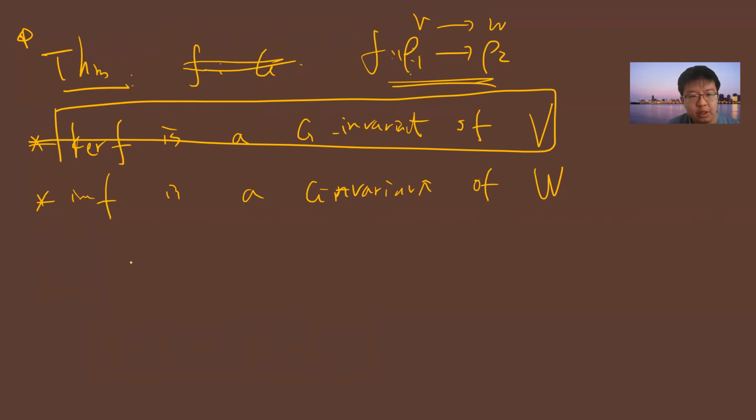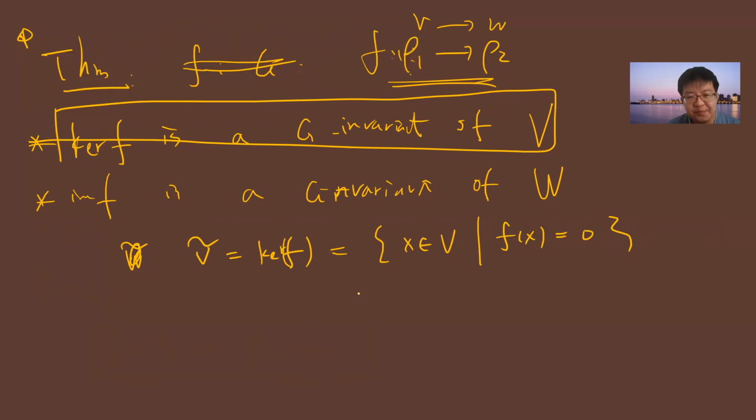So what we are showing is that, suppose Ṽ is the kernel of F. Remember that the kernel is anything x in V such that it maps to zero, right? And we need to show it is a G-invariant subspace of V. What it means is that if you let ρ1(g) act on an element in the kernel of F, then F acting on ρ1(g) of that element should be zero. Let's say I pick y belonging to Ṽ.